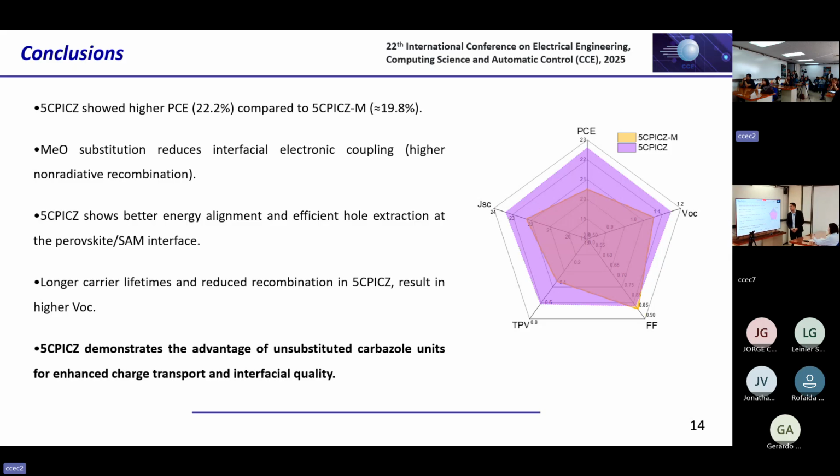The SAM without the methoxy shows better energy alignment and more efficient hole extraction from the perovskite. The carrier lifetime is also improved in the SAMs without the methoxy. And finally, the SAMs without the methoxy demonstrate a superior advantage, and we don't have any kind of substitution in the Canvas algorithm.